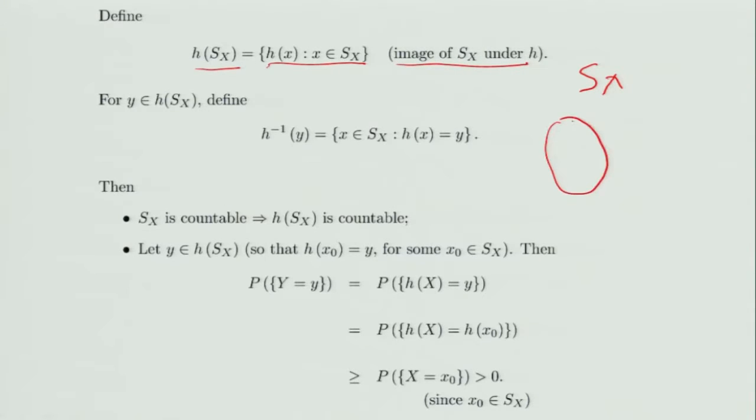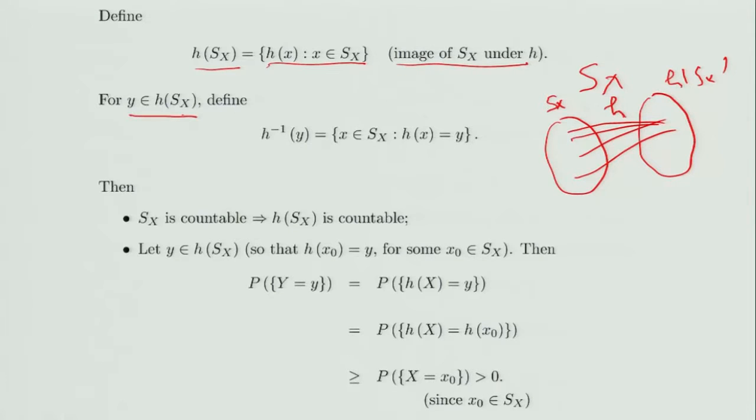So let us look at an example. For example, if my SX is this, then h(SX) would be this, provided h is like this. So this h(SX) is image of SX under h. Now for a given y belonging to h(SX), I define h inverse of y as collection of all those x's which are mapped to y.